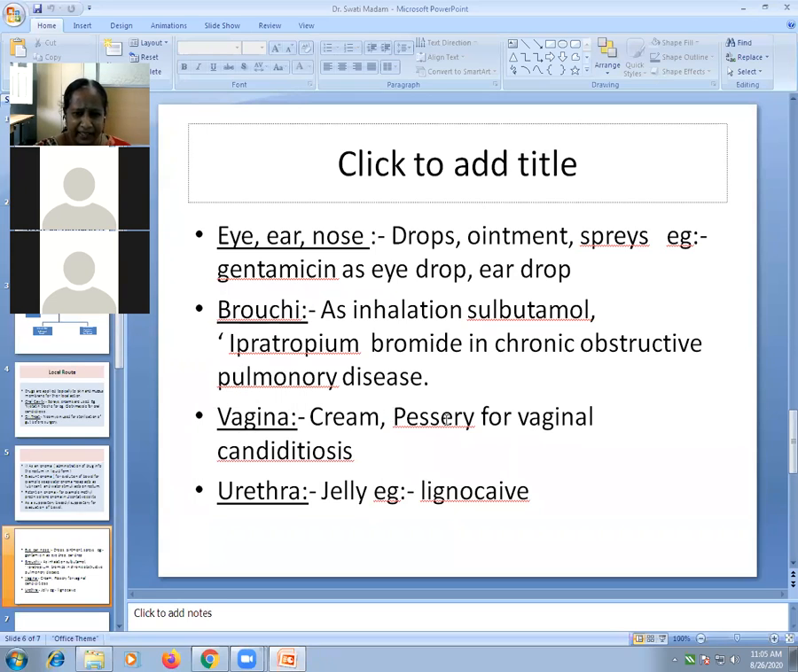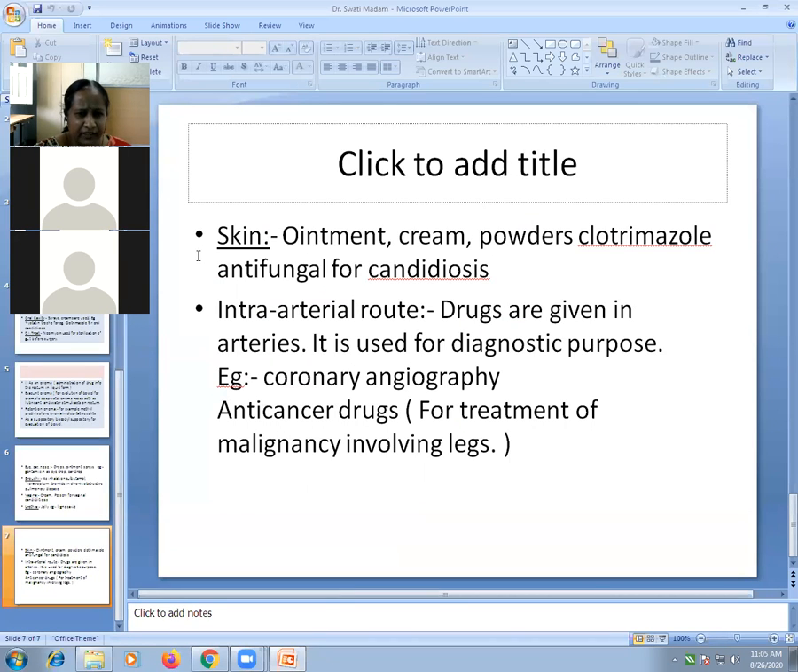For the vagina, creams and pessary are used. When drugs are used for the rectum, they are called suppository, and when they are used for the vagina, they are called pessary. For the urethra, jellies are used, for example lignocaine jelly. For skin, we apply ointment, cream, powders locally. An example is clotrimazole, an antifungal for candidiasis.